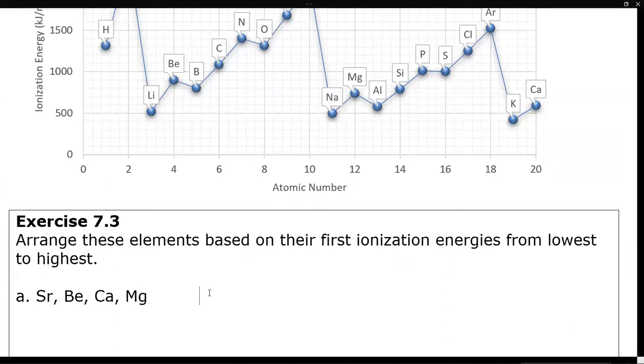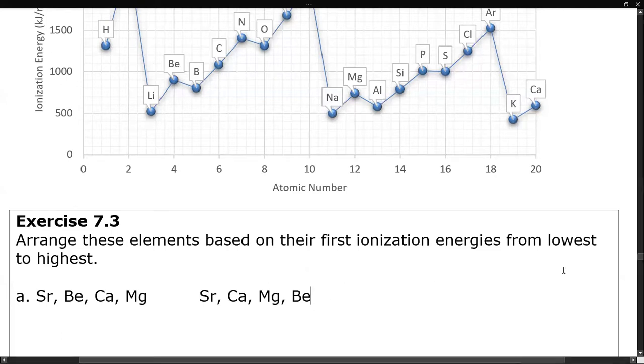So we start at the bottom of the column, which is going to be strontium, and then calcium, and then magnesium, and then beryllium would have the highest ionization energy.